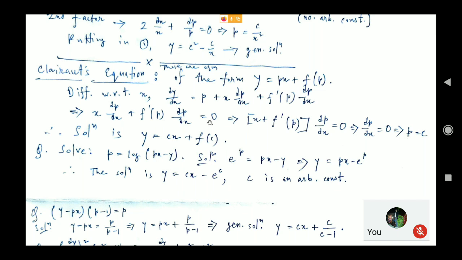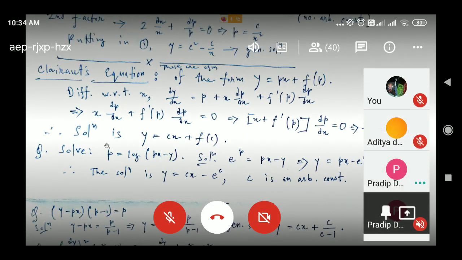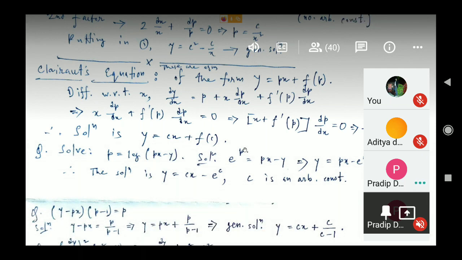Anyway, after solving this, we have got this p equal to an arbitrary constant. Next, we replace this value in the given equation. So we obtain y equal to cx plus f of c. That is our solution. So it is simple.